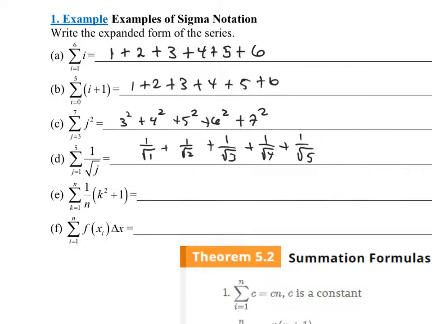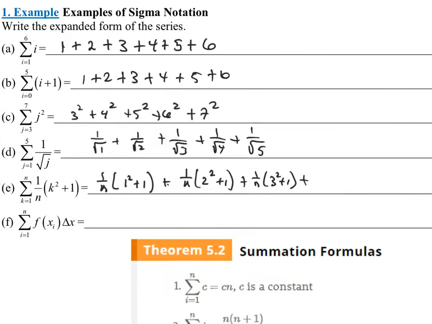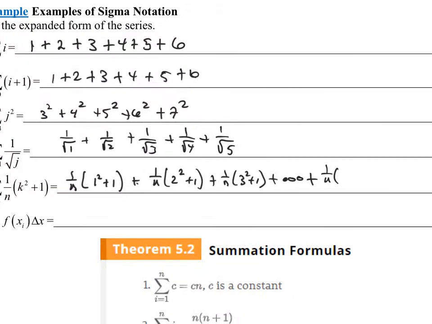The first term would look like 1 over n times 1 squared plus 1, right? What would the next one look like? Well, it would be 1 over n. Remember, we are not plugging in for n. It would be 2 squared plus 1. Then 1 over n times 3 squared plus 1. And we would continue this all the way. I'm going to put dot, dot, dot, the ellipses, meaning continue the pattern, until we reach n. So this would be 1 over n times n squared plus 1.